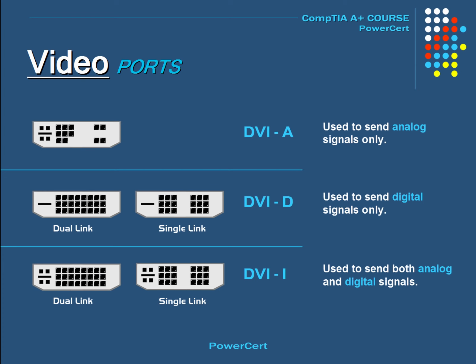Now, on the connectors that are able to send digital signals, which would be the DVI-D and the DVI-I, there are 2 different options in the DVI standard. There's single link and dual link. The difference is that dual link has 6 extra pins, and these pins are what allow for a higher resolution than single link cables.